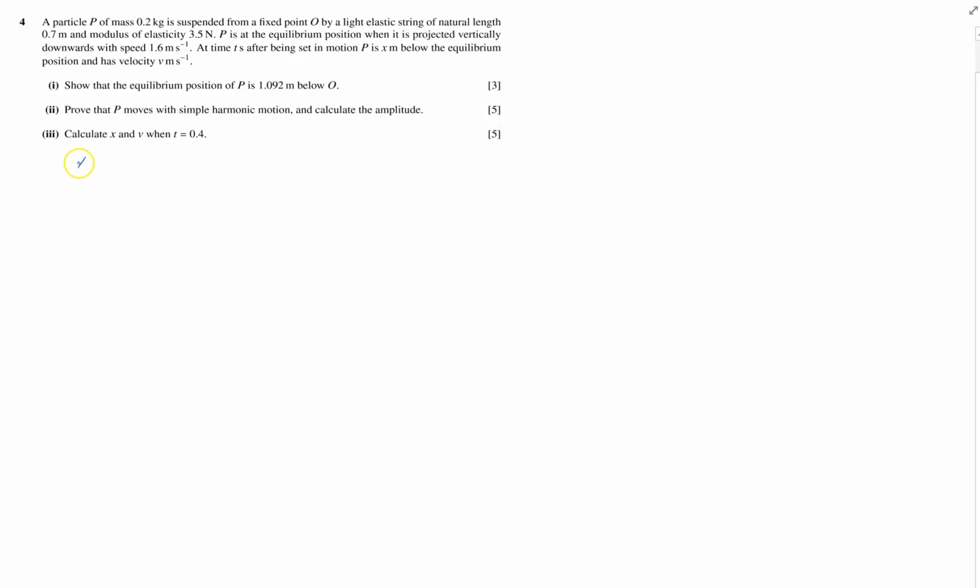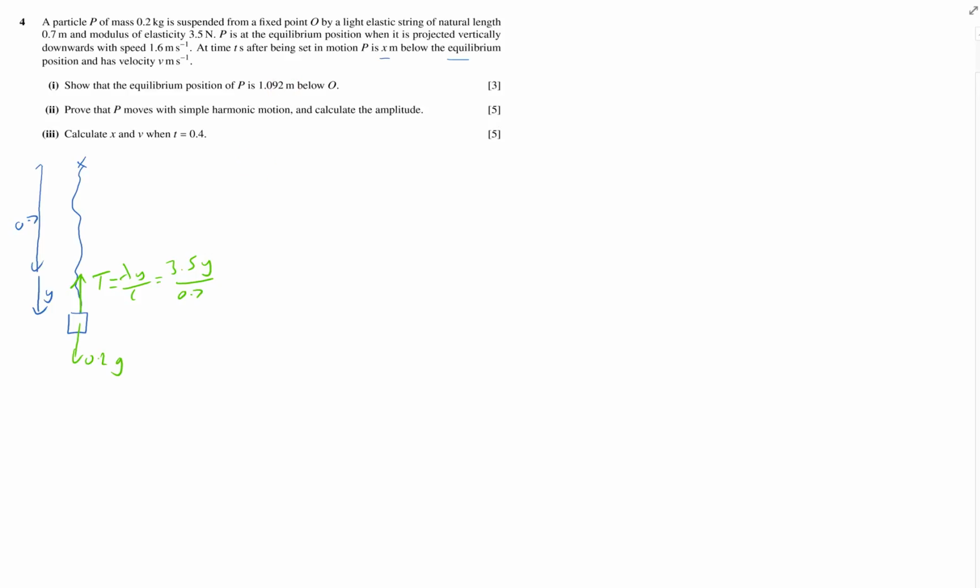So initially this particle is hanging beneath O, on an elastic spring of natural length 0.7, and it's hanging a bit below that in equilibrium. Normally I have that being x, but this time it's x below the equilibrium later on, so I'm going to call that y. Put my forces in: that's going to be 0.2g, and the tension, which is lambda times the extension, y, over the natural length L, which in this case is 3.5y over 0.7.